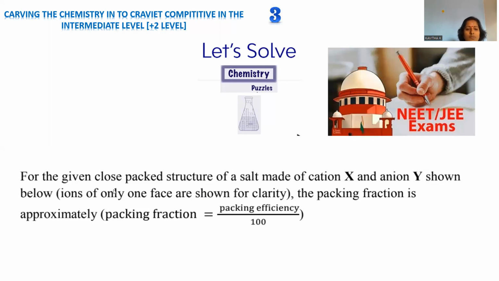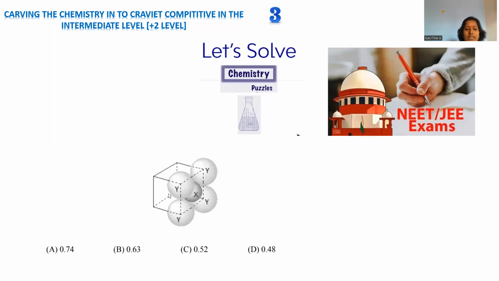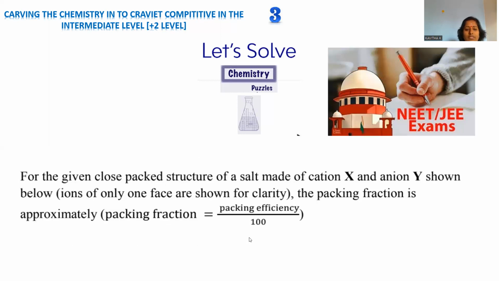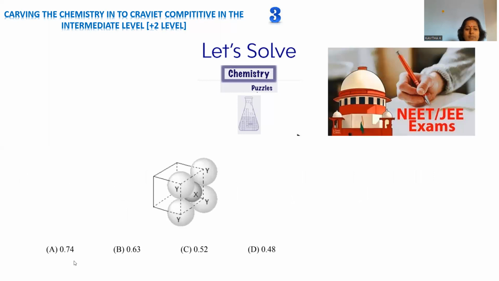And moreover, within the problem only, they mentioned the formula for the packing fraction. Packing fraction is equal to packing efficiency by 100. Let's go with how to solve this problem. Right. Here is the close packed system provided. One phase is provided to you. X is the cation and Y is the anion given to you. And the packing fraction is to be calculated.